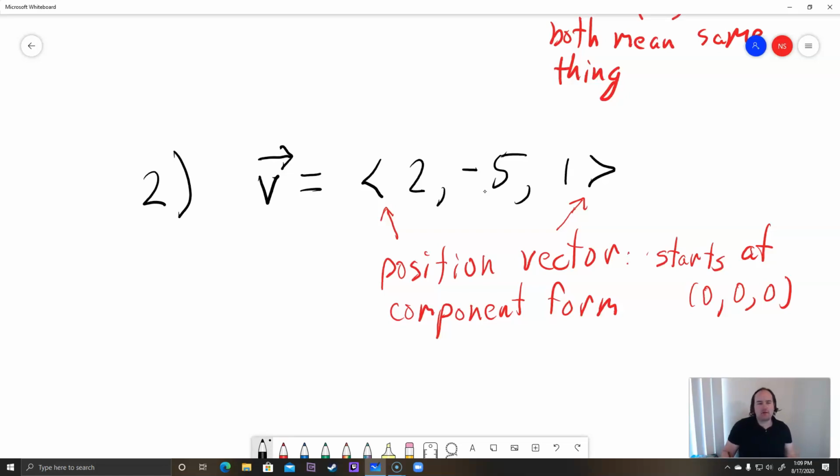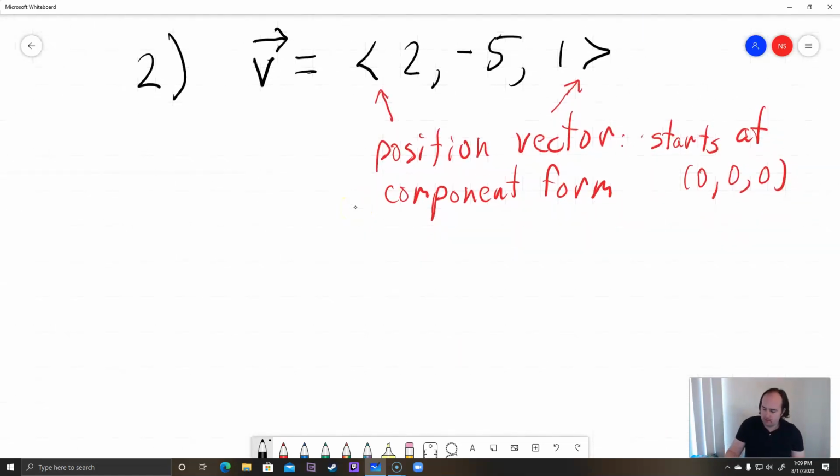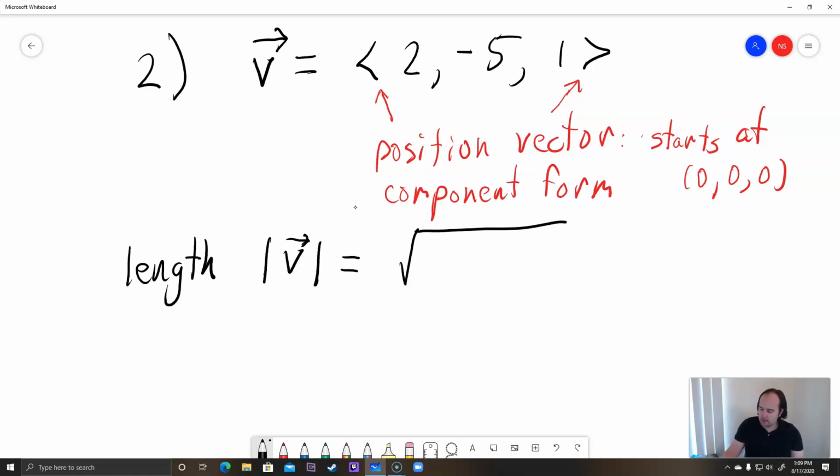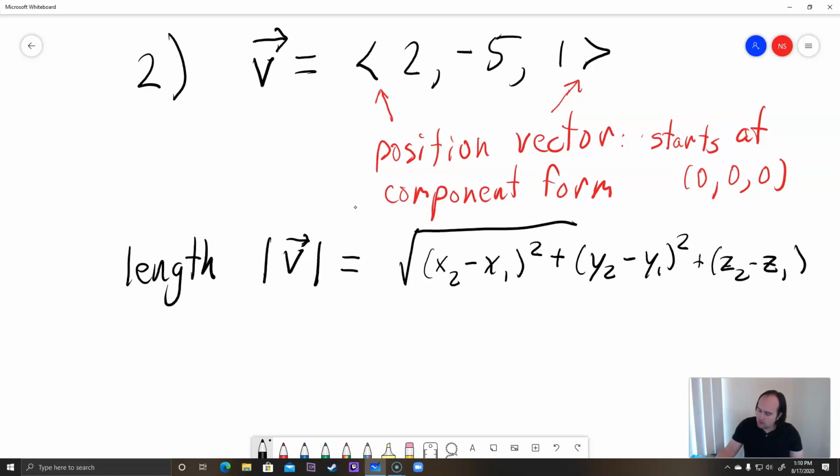And so the question is, how do you find the length of this vector? How do I find the length of vector v? Well, the length, I'm going to write with the absolute value symbol. That's what our book does. The length of vector v is going to be the square root of the quantity x2 minus x1 quantity squared plus the quantity y2 minus y1 quantity squared plus the quantity z2 minus z1 quantity squared. And we take the square root of that whole thing.